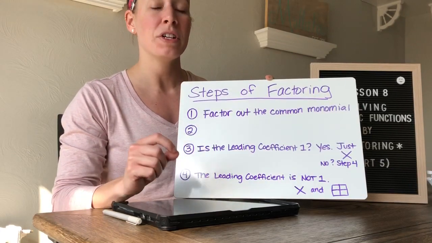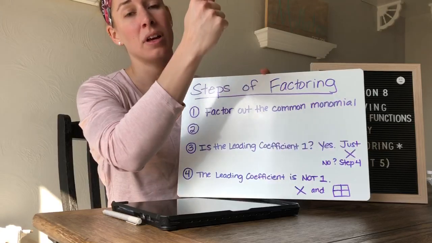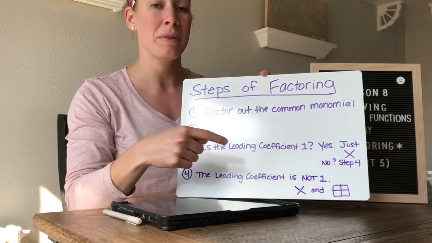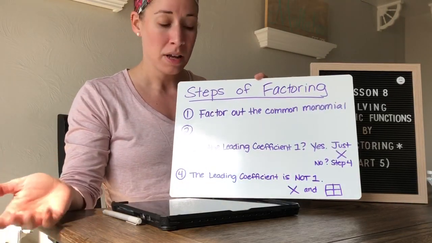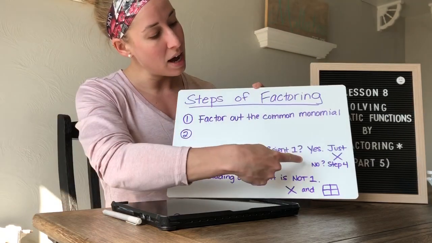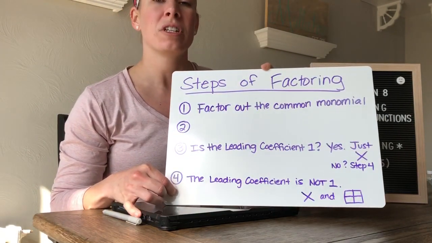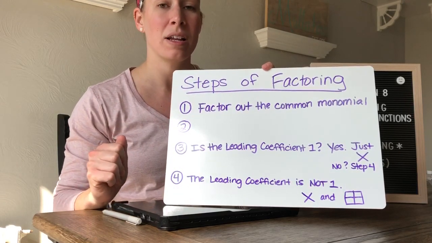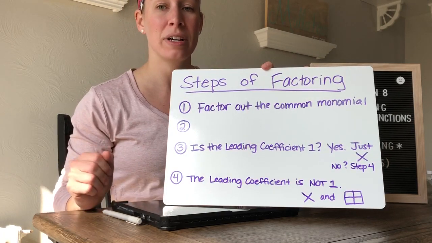If your leading coefficient is 1, that's where you just need to do that x factor, where you put the constant at the top, the linear coefficient at the bottom, what two numbers multiply, and they add, and put them in the bubbles and you're done. But if not, then go to step number 4, and that means that your leading coefficient is not 1, so you need to do the x in the box method that we covered in lesson 7. Okay, so here are your steps of factoring.